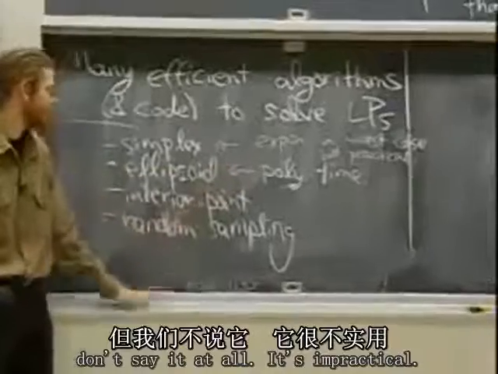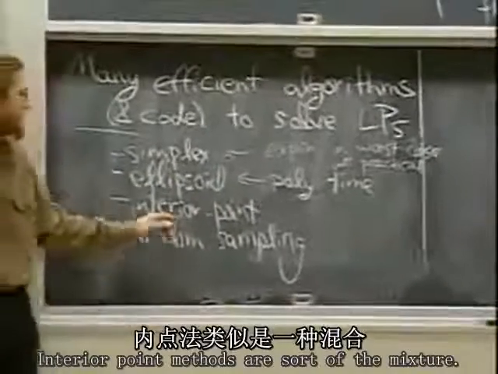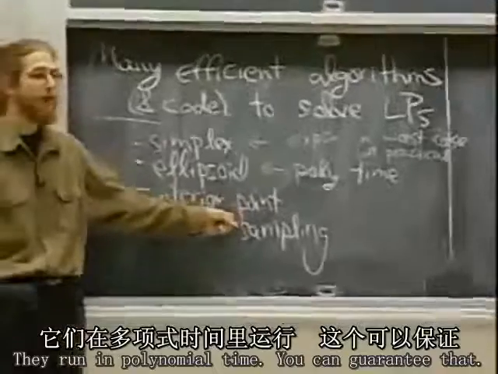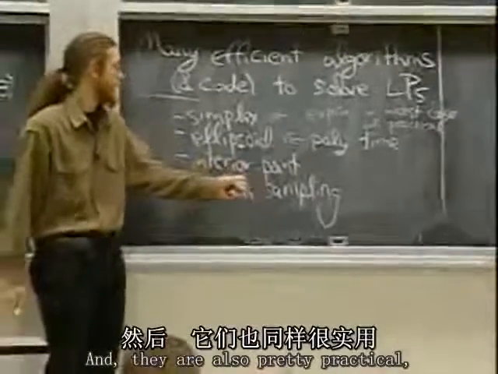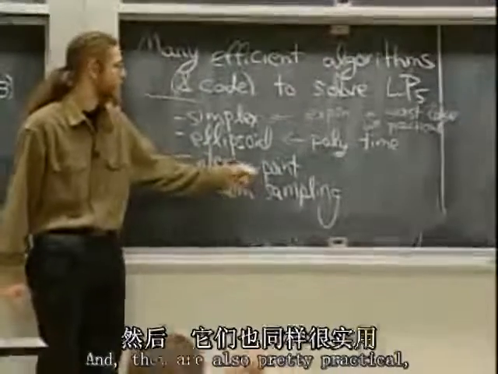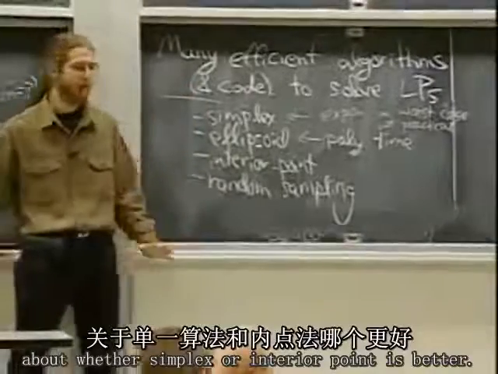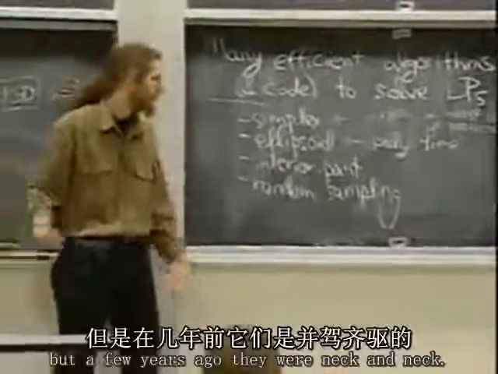Okay, it's impractical. Interior point methods are sort of the mixture. They run in polynomial time, you can guarantee that. And they're also pretty practical. And there's sort of this competition these days about whether simplex or interior point is better. And I don't know what it is today, but a few years ago they were neck and neck.